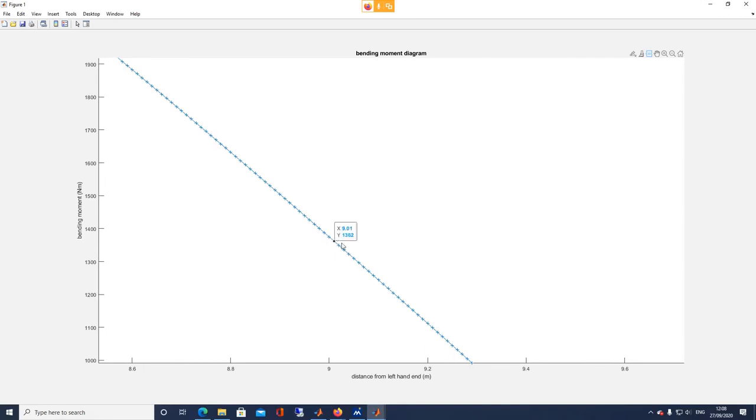You can click on it. Sorry, I made a mistake. Delete current data tip. There it is. That is the point x equals 9. The marker is helping you locate it. And there you have it. Let's restore the original view.